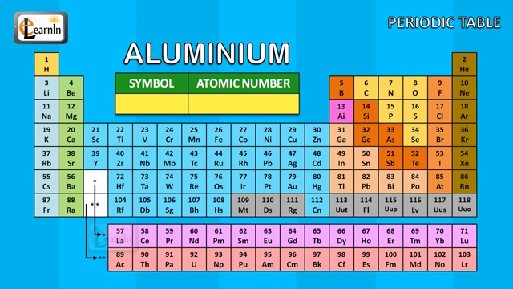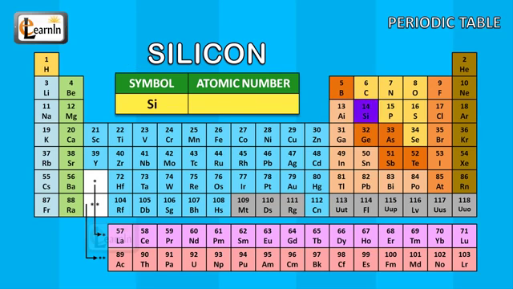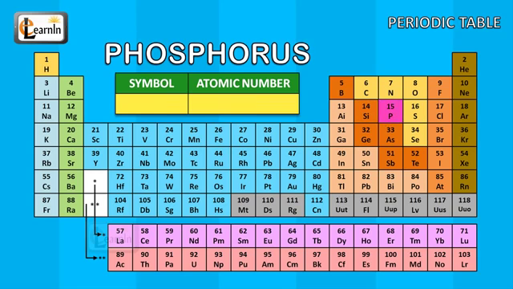The element aluminum is represented as Al and has an atomic number of 13. The element silicon is represented as Si and has an atomic number of 14. The element phosphorus is represented as P and has an atomic number of 15.